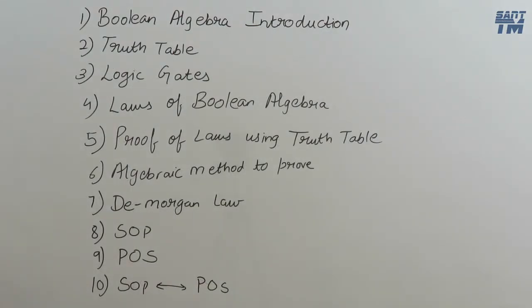Now I am quickly summing up all the topics that we have studied. First we studied Boolean Algebra introduction, definition of Boolean Algebra, binary decision. Then we studied about truth table, how to construct a truth table. Then we learned how to make circuits using logic gates. Then we studied laws of Boolean Algebra. We proved them using truth table. We also studied the algebraic method to prove the laws and any other equation if given to you. We studied De Morgan law, which is very important. Then we came to SOP, POS and interconversion of SOP to POS or POS to SOP. So I hope the interconversion of SOP to POS and other things that I have taught in this video are now clear to you.